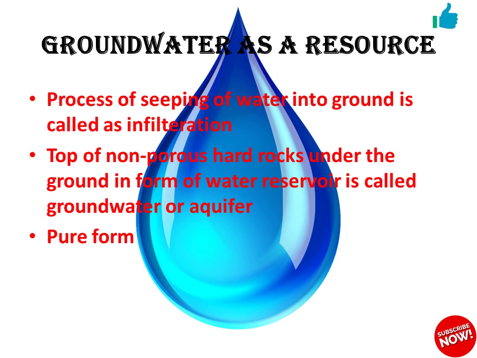Now coming to groundwater as a resource. Rainwater and water from other sources like rivers and lakes seep through the soil, and it keeps on flowing through various layers of soil till it reaches the hard rock underneath. This process of seeping of water into the ground is called infiltration, and the water goes on accumulating on top of non-porous hard rocks under the ground in the form of a water reservoir. This water reservoir is called groundwater, or it is also called an aquifer. Groundwater is in its pure form since it passes through several layers of soil which act as a natural filter, and it may contain soluble salt.